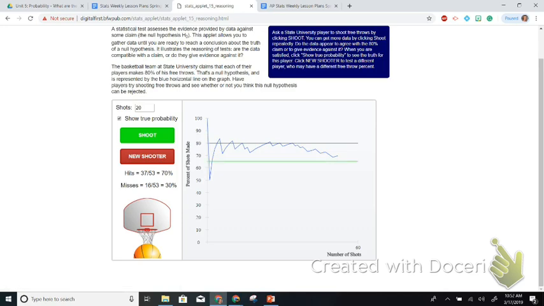Now we can see the true probability here. It looks like he actually makes about 65% of his shots. And if we were to continue to shoot more of these, in the long run, he would get closer and closer and closer to that value.